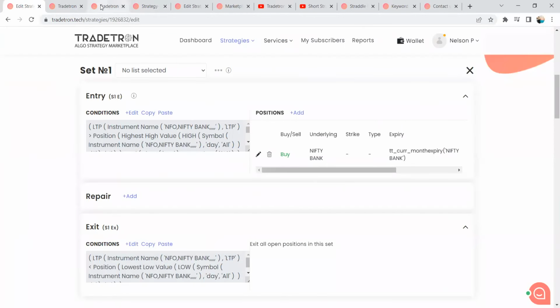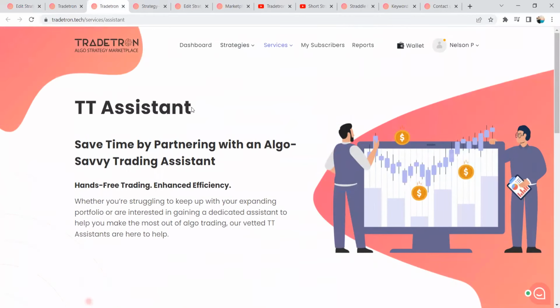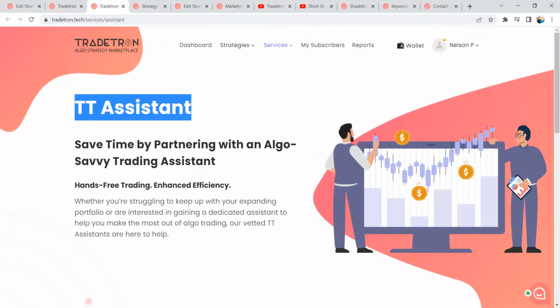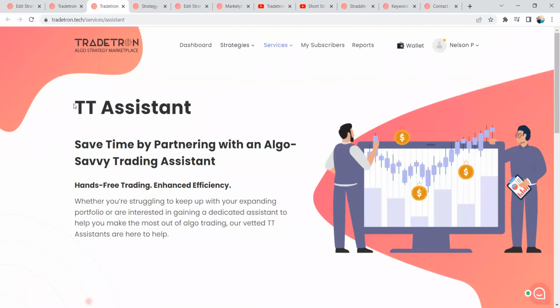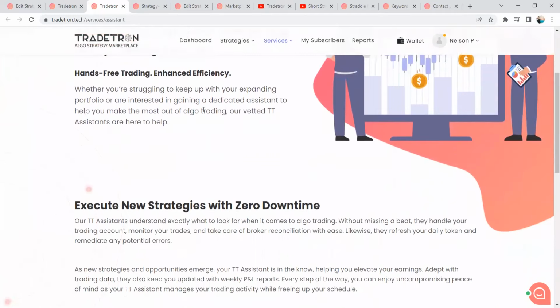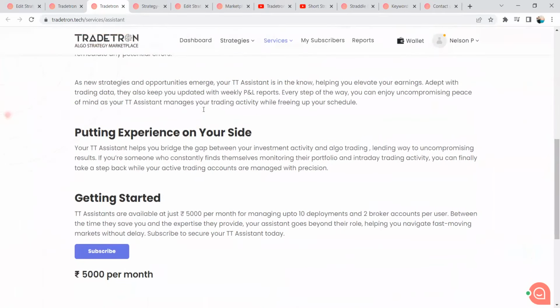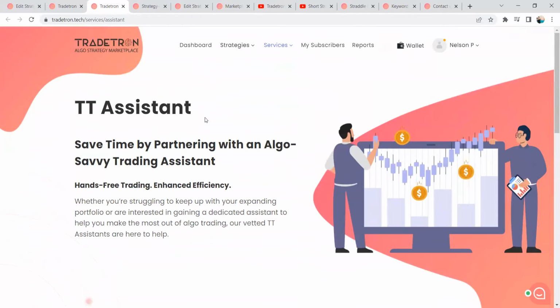The TT Assistant. The assistant is for people who are, say, working in an office and don't know what is happening in their account. TT Assistant will monitor their positions in the broking account. If there is any error, or any trade happens in their account that they need to be updated on, or what the P&L is and things like that, it is for them. They will guide them accordingly. But the deployment is from our end, our strategy we are deploying, and they are just going to monitor. They are not going to do anything.